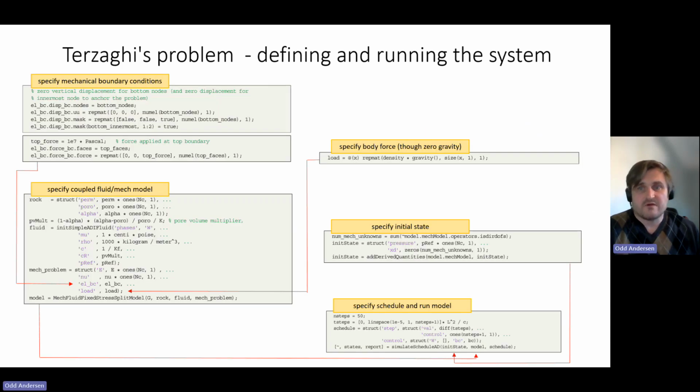The full code listing is provided in the ad-mechanics example and in the book, but I would like to show some highlights. On the upper left side, we see the specification of boundary conditions. We have already constructed the grid and identified the indices of the bottom nodes and the top faces. We create a struct called BC, which contains two fields, one for displacement boundary conditions, which applies to individual nodes, and one for force boundary conditions, which apply to faces.